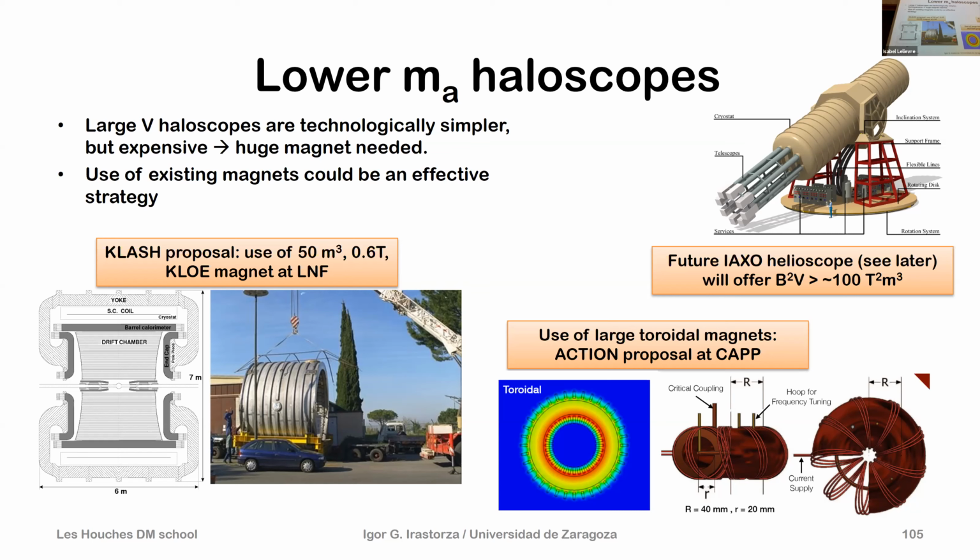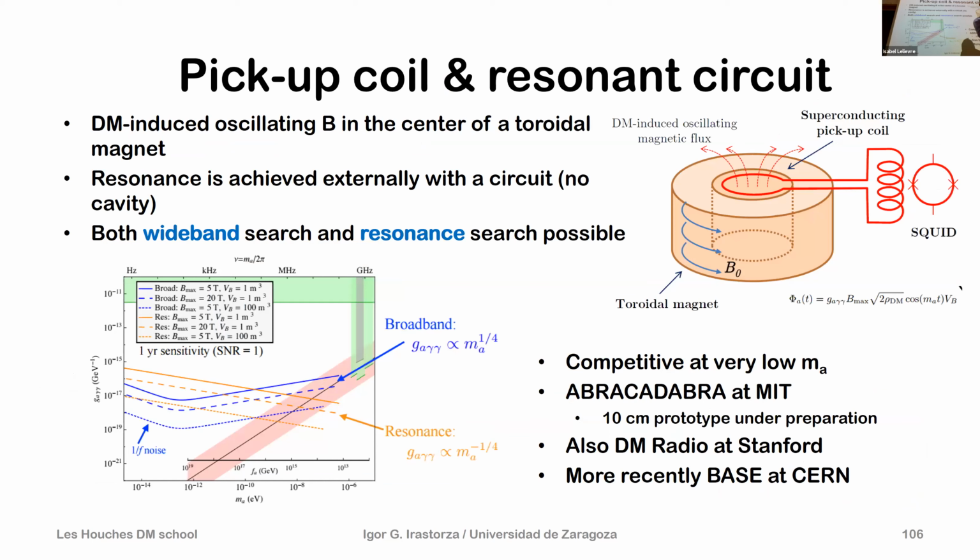And there are also ideas to use a similar thing in the large Jackson magnet that is for helioscope. So it will be to turn this helioscope experiment into a haloscope. I will talk about it later. And also there is another idea that departs completely from the conventional haloscope.